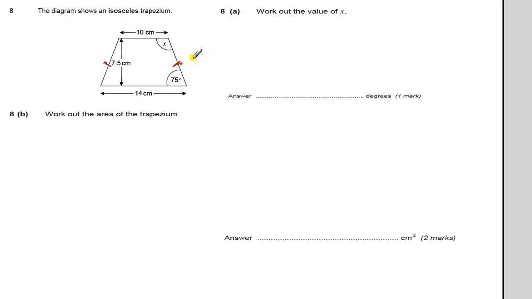The other things we know about trapeziums are the opposite sides are parallel, and that allows us to work out this angle x, which is the first question. Work out the value of x. Because these lines are parallel, we're going to use the rules for a line crossing parallel lines.